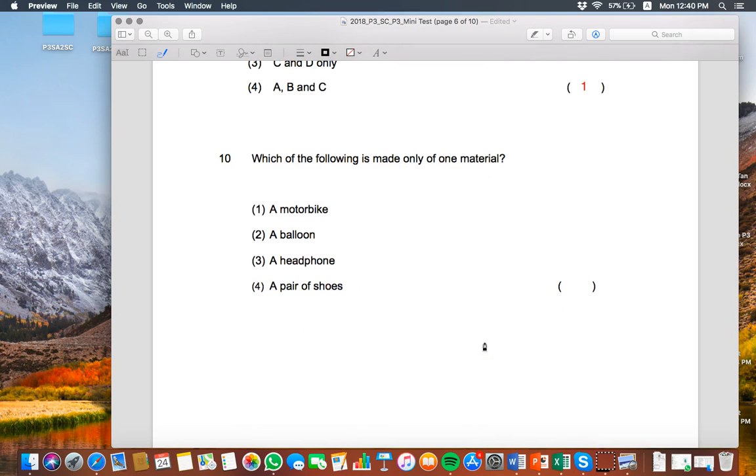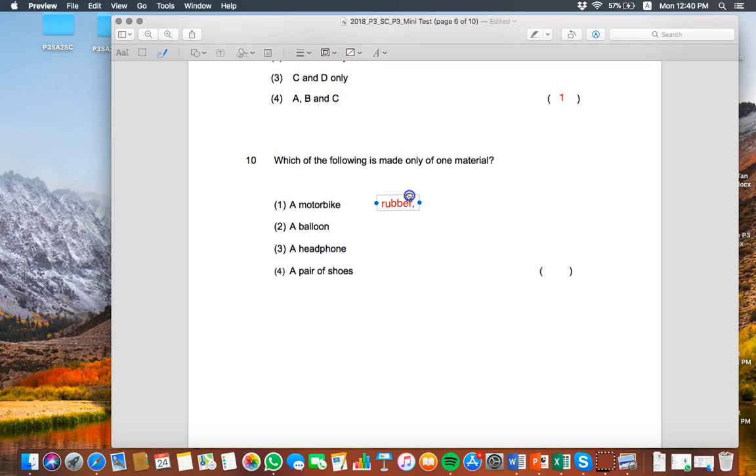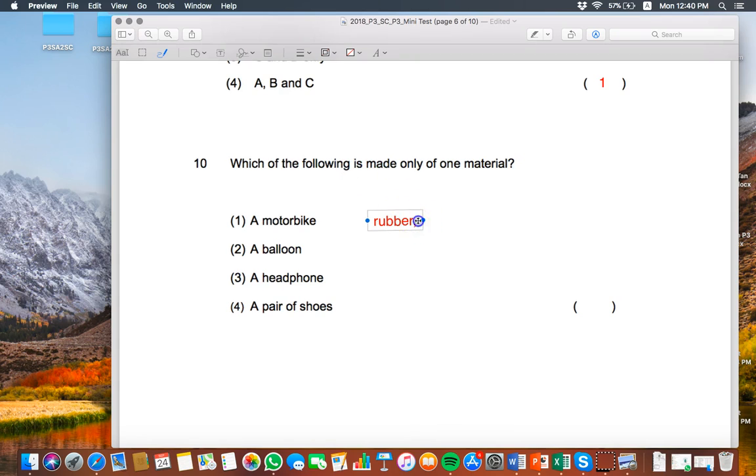Let's move on. Question 10. Which of the following is made of only one material? Let's look at each object and see how many materials you can possibly use to make that object. Motorbike. You have your wheels, which are made of rubber. You also have the body of the motorcycle, which is made of metal. You can also have plastic, and glass as the mirror. So it's already made of more than one material.